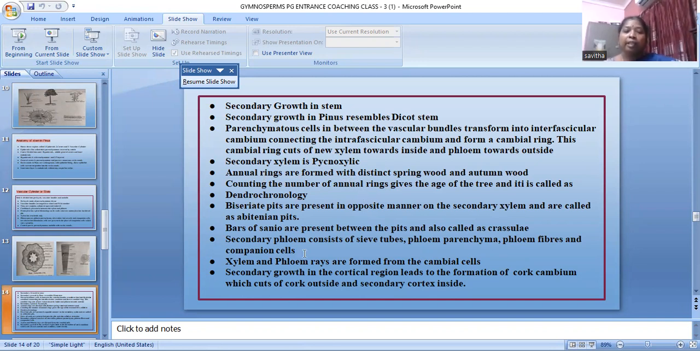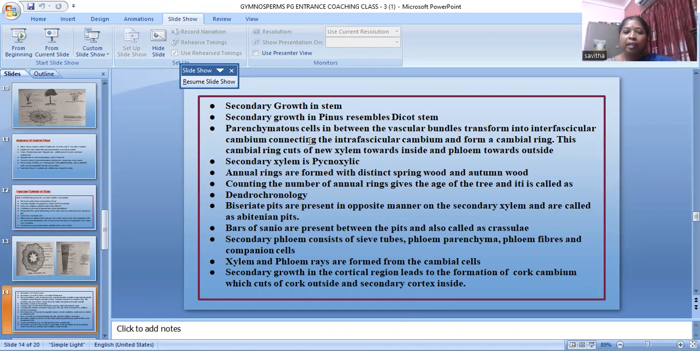Secondary phloem consists of sieve tubes, phloem parenchyma, phloem fibers, and no companion cells are seen. Instead of companion cells, you will find the albuminous cells. Xylem and phloem rays are formed from the cambial cells. Secondary growth in the cortical region leads to the formation of the cork cambium, which cuts off cork outside and secondary cortex inside. This is about the secondary growth.